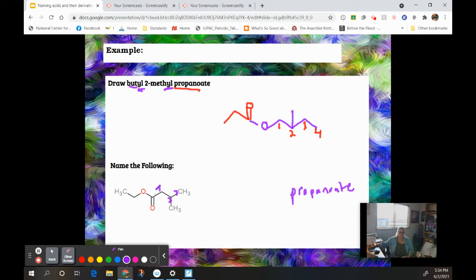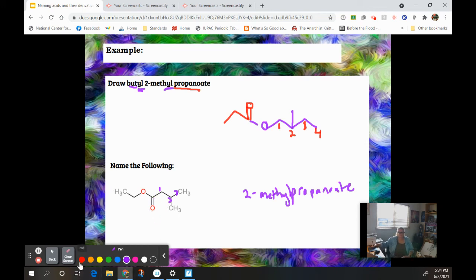And then what I'm going to see here is on the second carbon I have a methyl group with 1 carbon. So this one's going to be a 2-methyl propanoate. And notice I put those together because I need to let you know that the methyl group is on the double bonded oxygen side, or the carbonyl group.